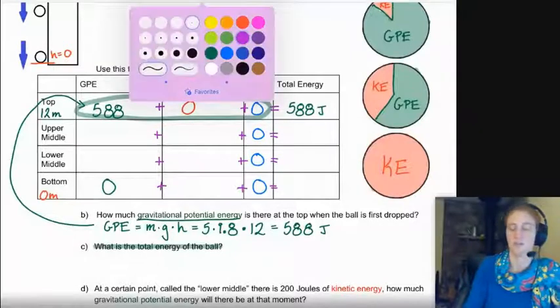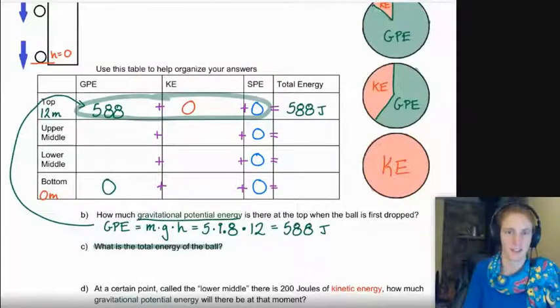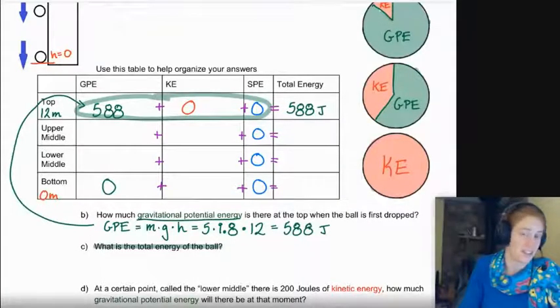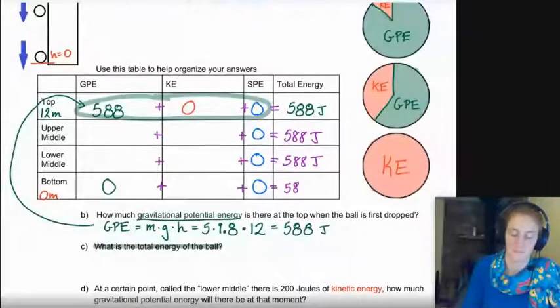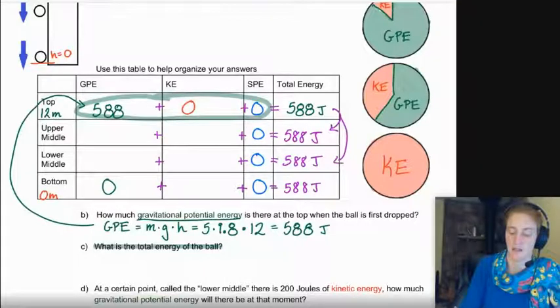And then we know, because of conservation of energy, that however much energy I have at the beginning needs to be the same as the energy at the end. So if it's 588, it's still going to be 588 the entire time. So once you know one, you can just fill it in for the rest.